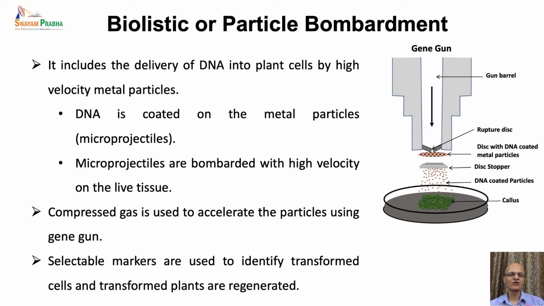Then the transformed cells are regenerated onto the nutrient medium, and usually selectable markers are used to identify the transformed cells. These are multiplied to form the callus on the selection medium in the presence of antibiotics, and transformed plantlets are regenerated from these selected calli. This technique has been used to generate transgenic plants from several different monocots as well as dicot plant species.